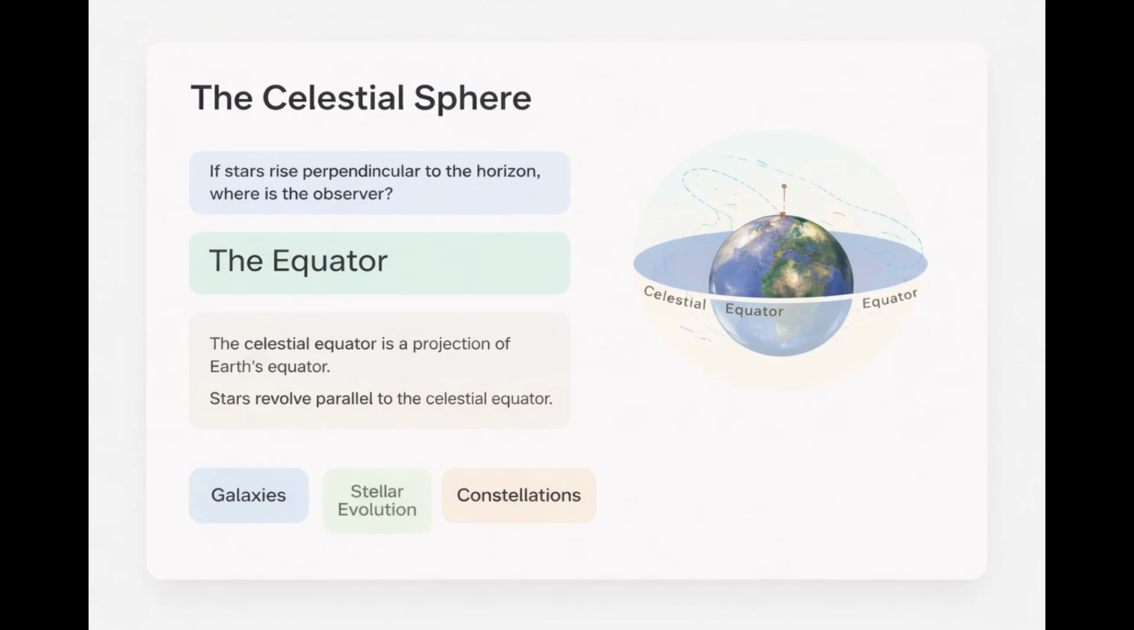If you observe stars rising perfectly perpendicular to the horizon, you are standing on the equator. This is because the stars revolve parallel to the celestial equator. That wraps up our detailed look at galaxies, the life cycle of stars, and the mechanics of the night sky.